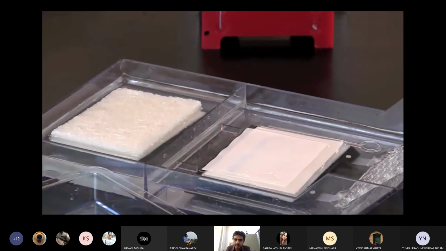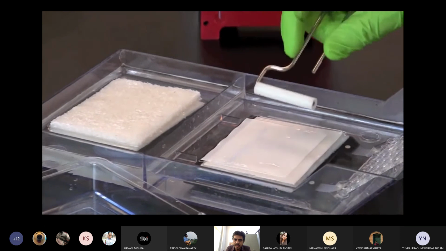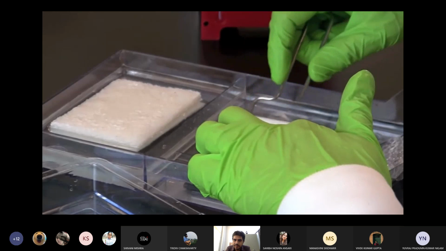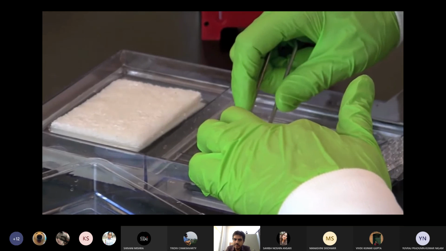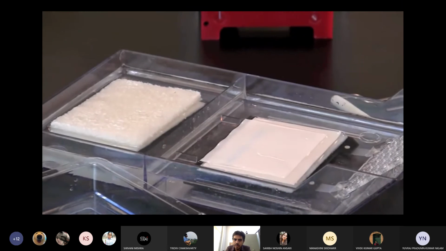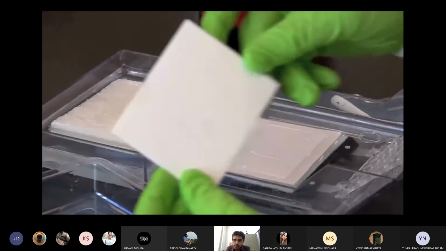So after the size, you have to place it. Using a roller, remove any air bubbles between the gel and the membrane. You have to remove any bubble. So I mentioned if a bubble is there, that is going to block your path. So you can't allow bubbles to stay there.